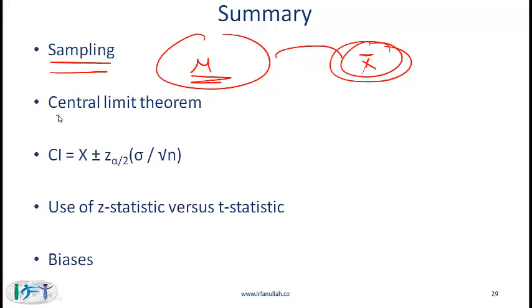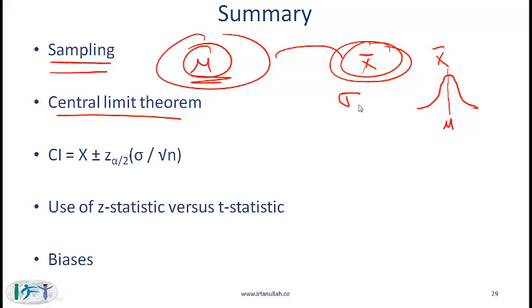We studied the central limit theorem, which talks about the distribution of X bar, and we learned that for a large sample size, the distribution of X bar will be roughly normal with a mean equal to mu, which is the mean of the population, and the standard deviation of X bar is going to be sigma over root n, where sigma is the standard deviation of the population and n is the sample size. If the population standard deviation is not known, then we can use the sample standard deviation.